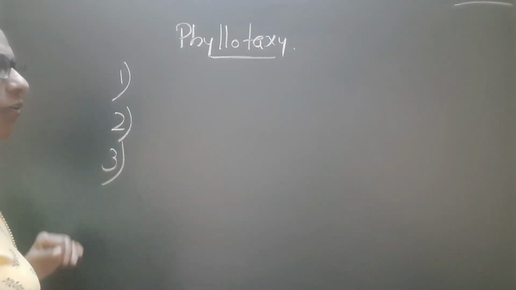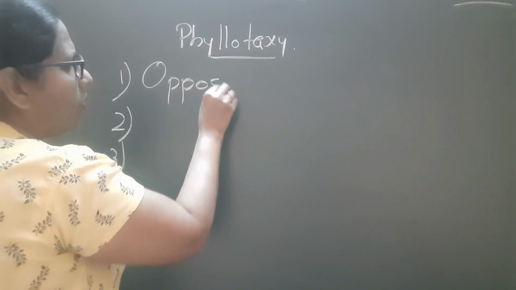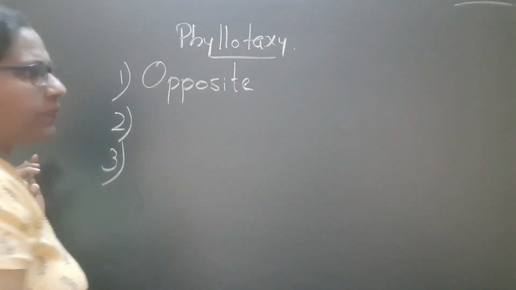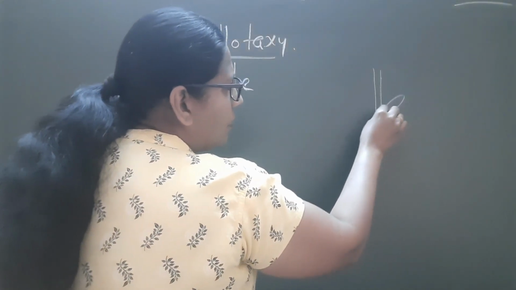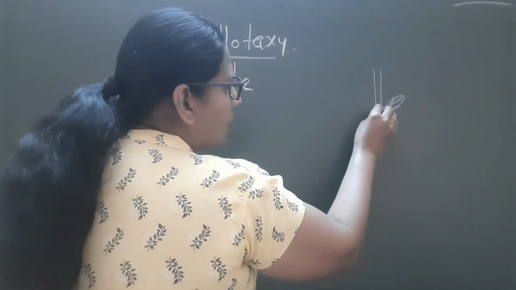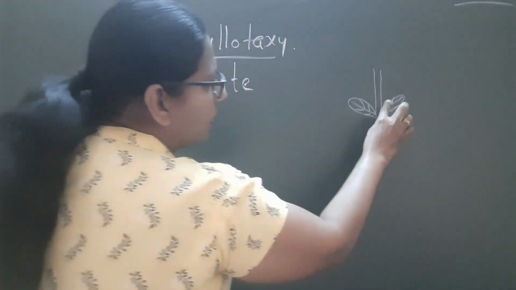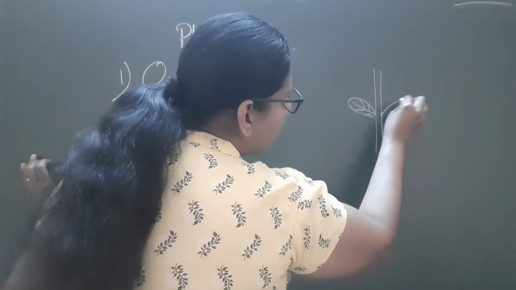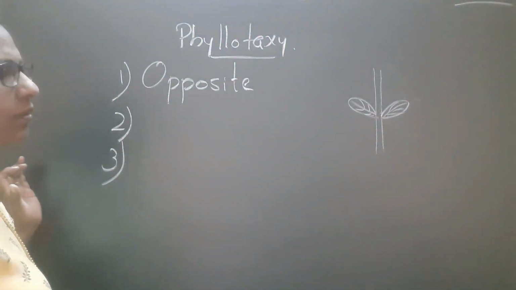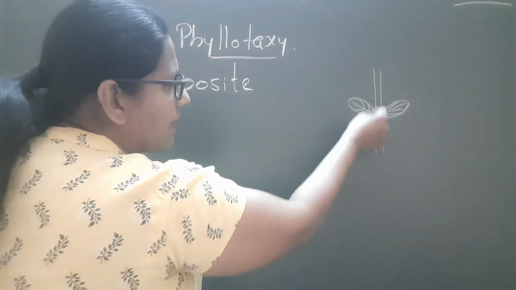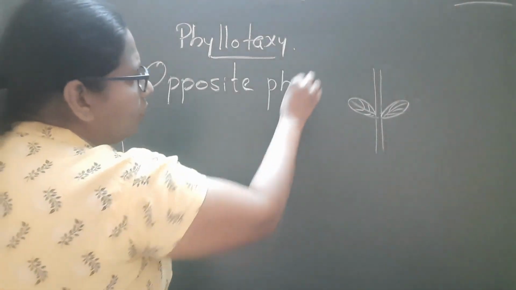Three types of phyllotaxy. One is opposite. Opposite phyllotaxy. This kind of arrangement of leaves on a stem is called opposite phyllotaxy.